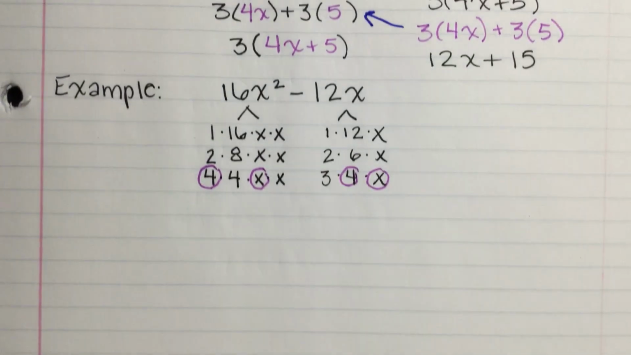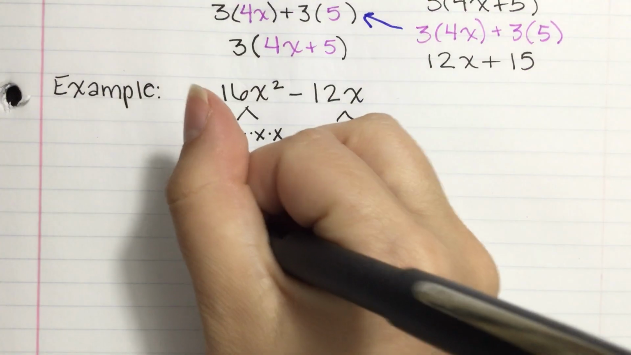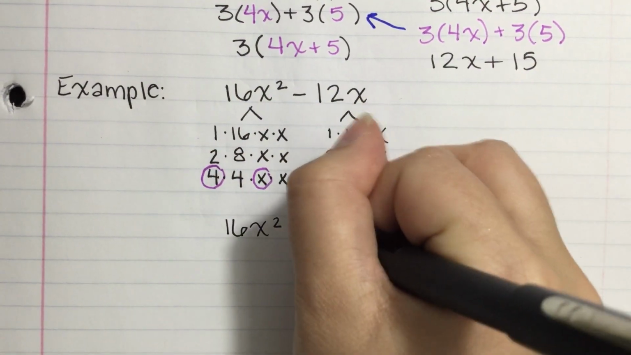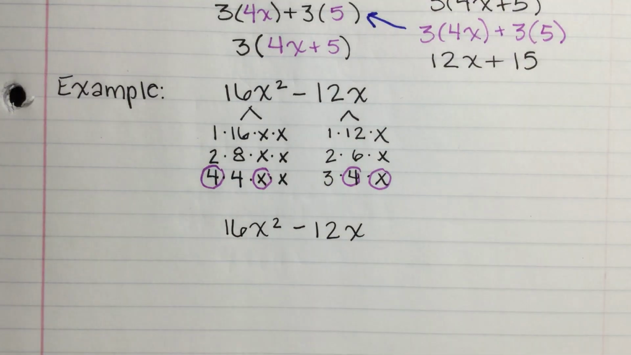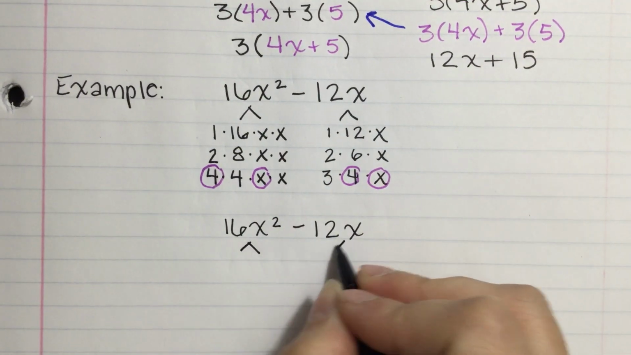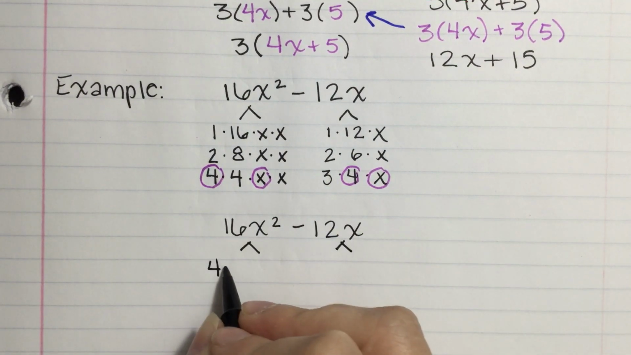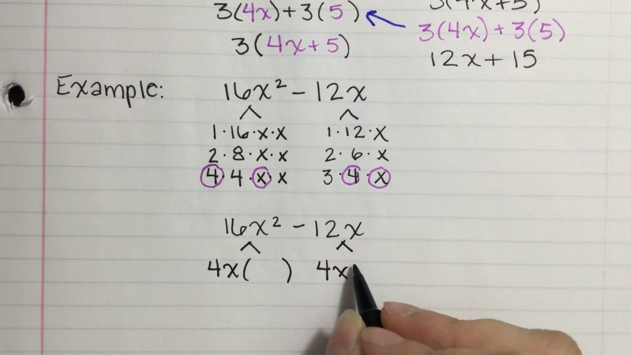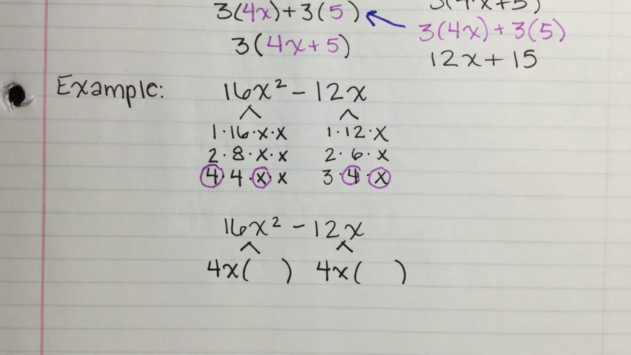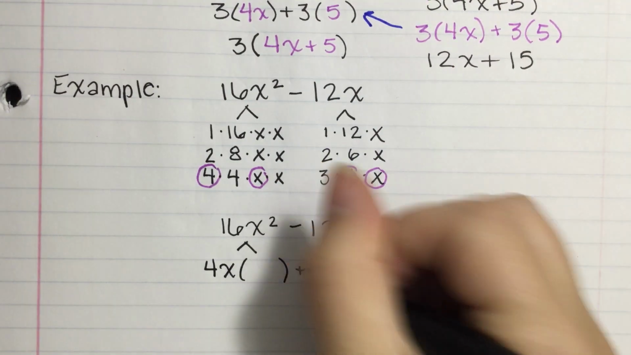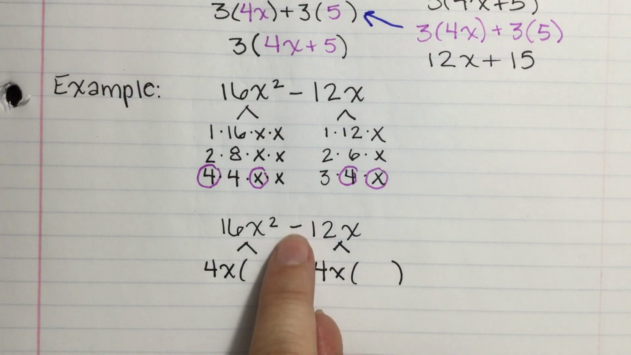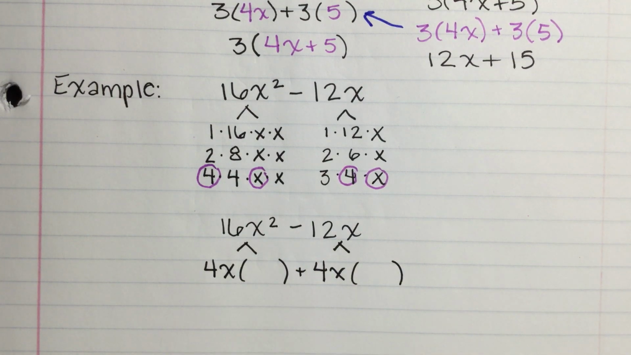So if I go to rewrite this similar to how I did up above, I've got 16x squared minus 12x. And I'm going to again split these up into their two factor pairs. I'm pulling out 4x from both of them. Now, it is positive 4x, so I'm going to put that plus sign there. You'll notice I still haven't used my negative. It's going to come in there.